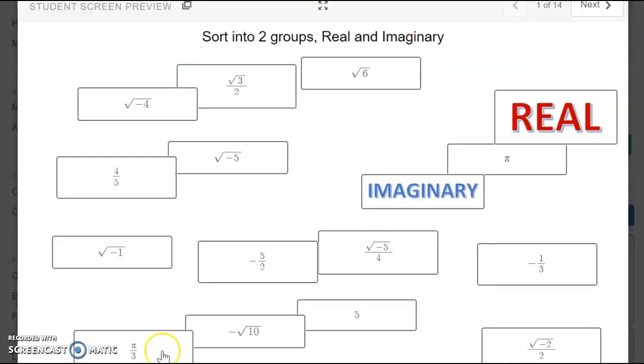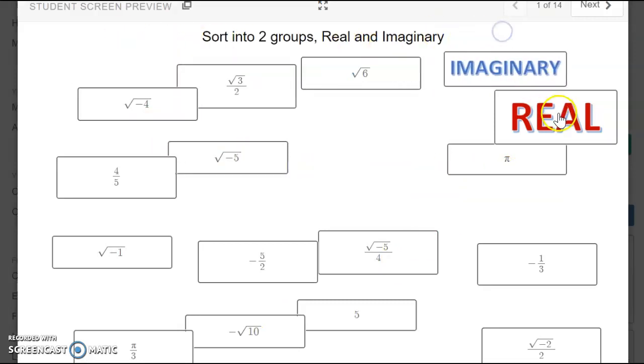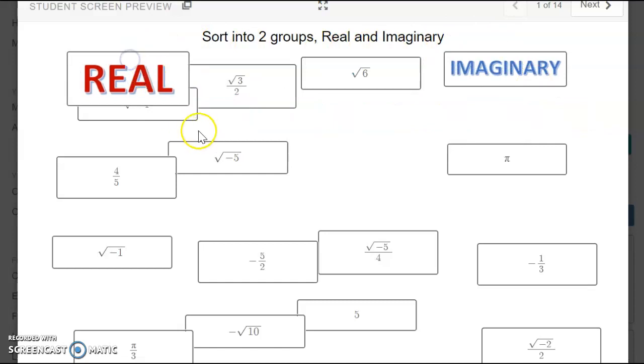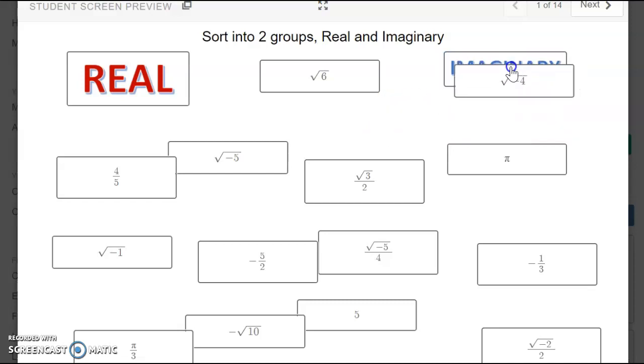First card is a card sort. You are sorting the numbers into imaginary or real. Let's put the imaginary on the left and real on the right. Remember, when we're talking about imaginary, we're really talking about square root of some negative number, or anything that simplifies to involve i eventually. So in this case, square root of negative 4, because we're talking about square root of a negative number, that is going to be imaginary.